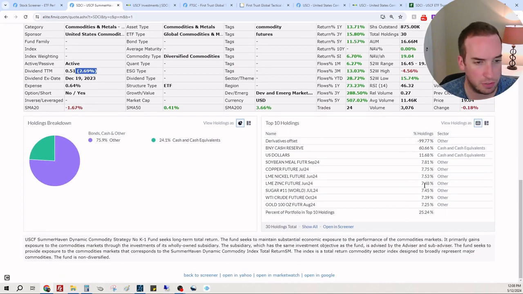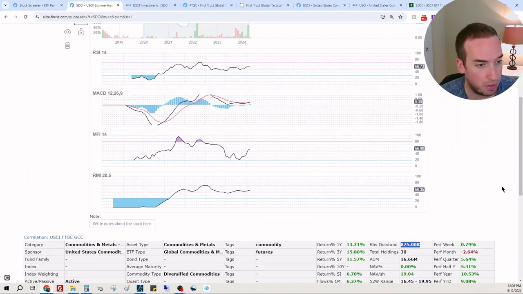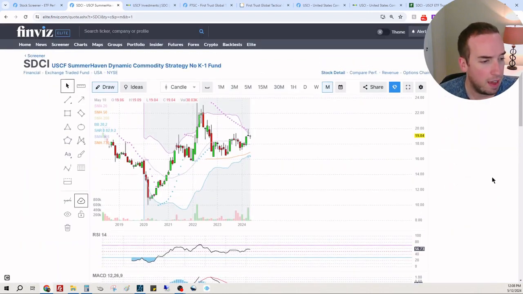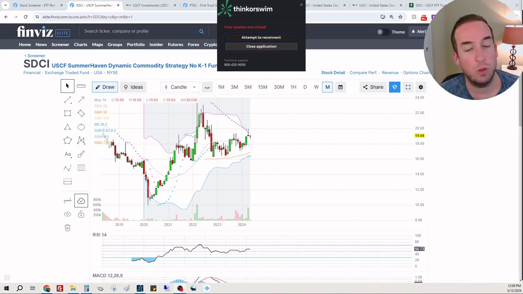And right here you can see it also as well. Their holdings. So shares outstanding. There's not that many shares outstanding, meaning this thing could be pretty volatile. Let's chart this out. I do just want to check this out. Attempt to reconnect. Damn. Well, that's a bummer. We'll go ahead and see if we can get this Thinkorswim running before too much time goes out.